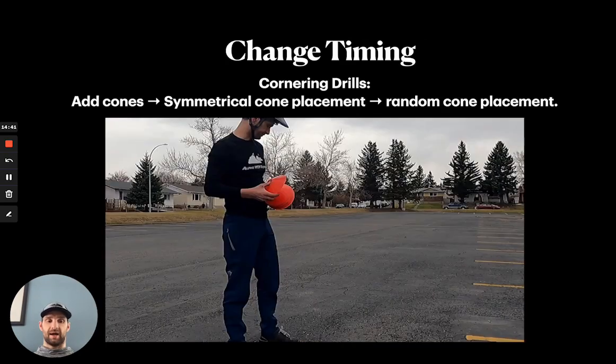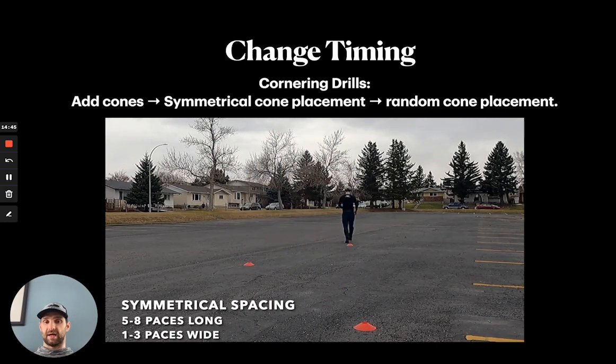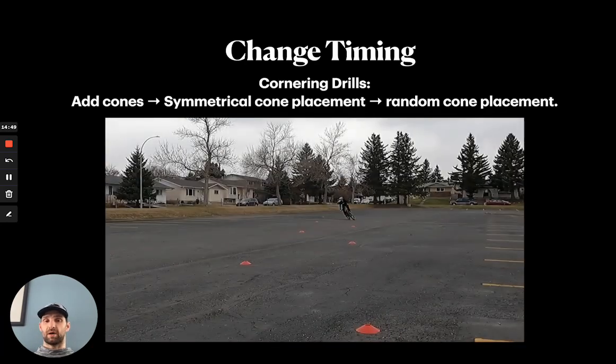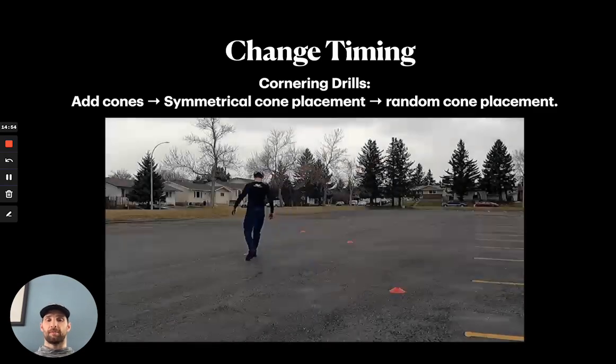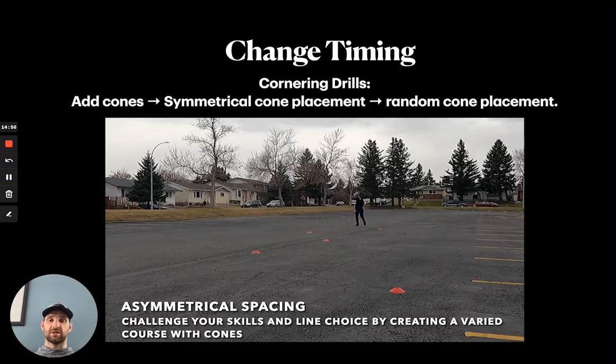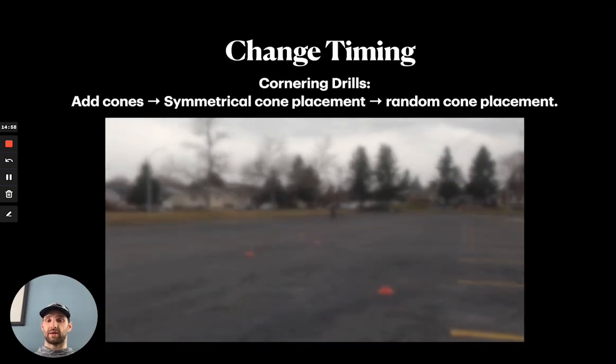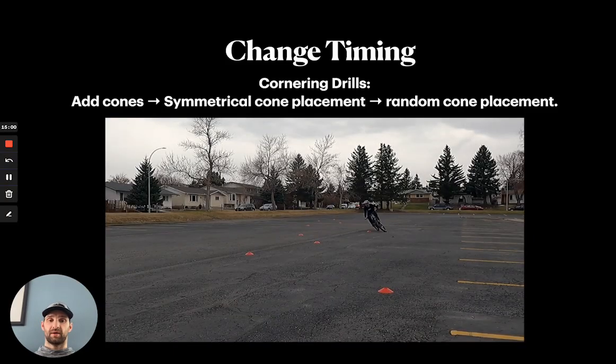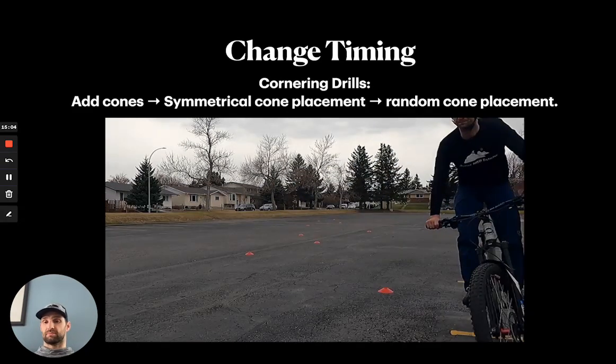So changing the timing of the skill. I'm using cone drills as the example here. Space the cones out symmetrically, and it lets your body get into a flow as you corner around the cones. If you mix up the orientation of the cones, this changes your timing and the coordination you have to do while you corner. So you have to be more aware and time your skills of cornering differently.